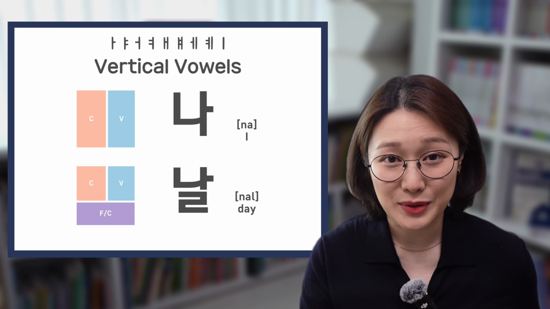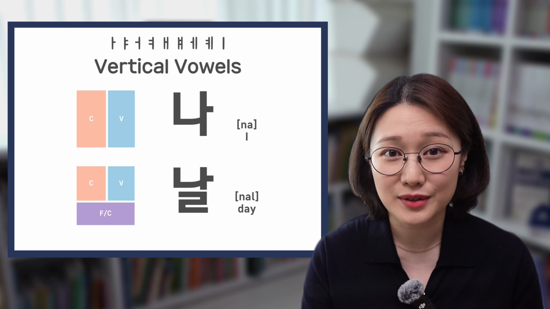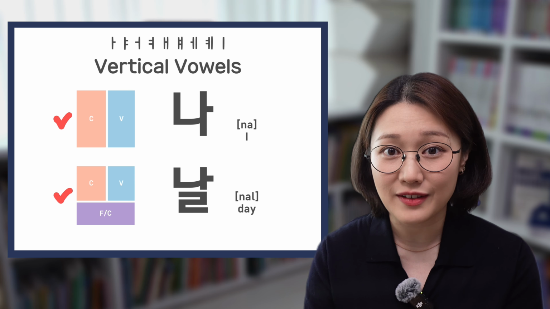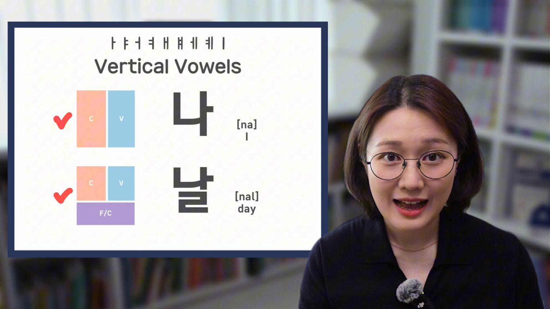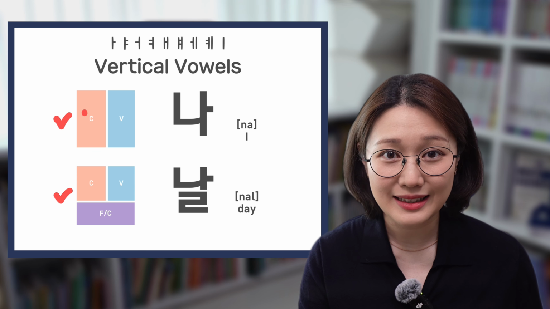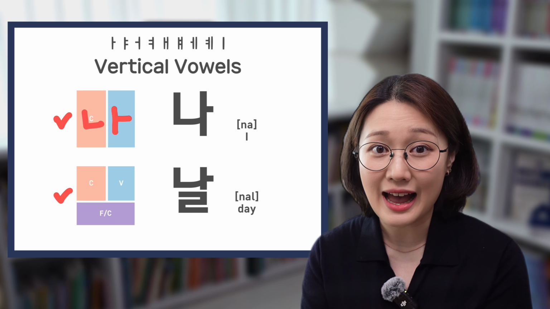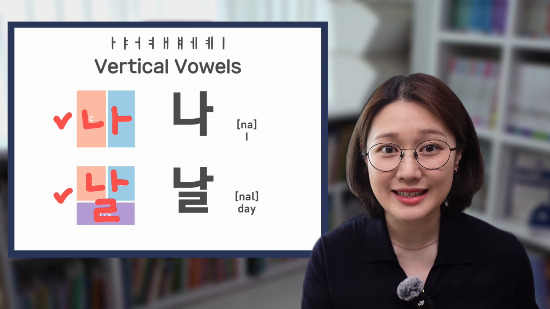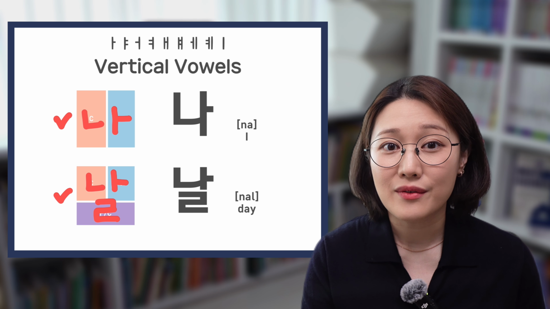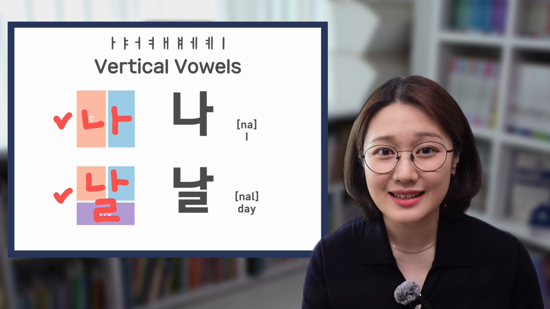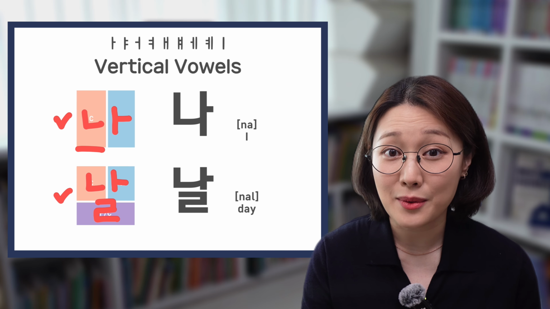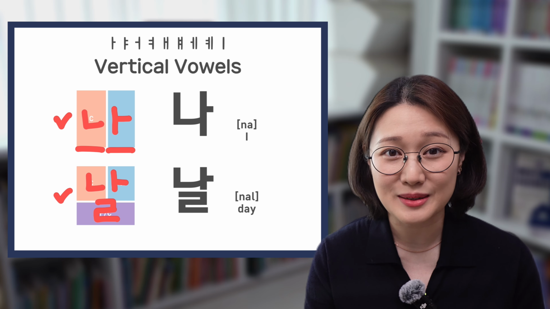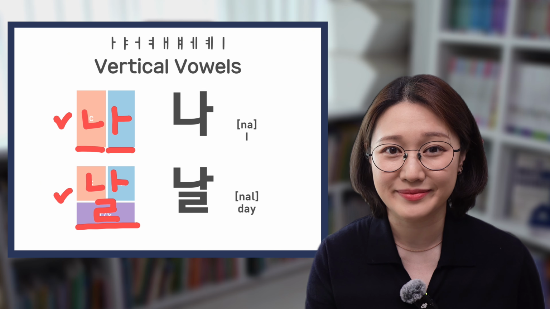Okay, let's review. These are the two vertical vowel block patterns, without final consonant and with final consonant. 나, 날. 니은 plus 아 makes 나. 니은 plus 아 plus 리을 makes 날. Remember, with a vertical vowel, consonant goes to left and vowel goes to right of the consonant, and final consonant goes at the bottom of the syllable block.